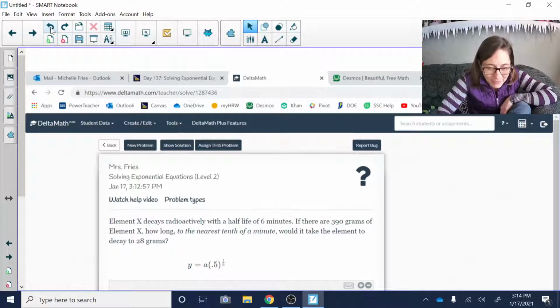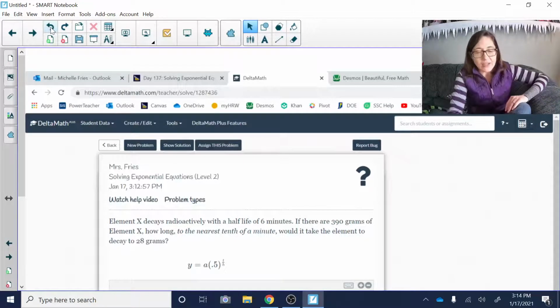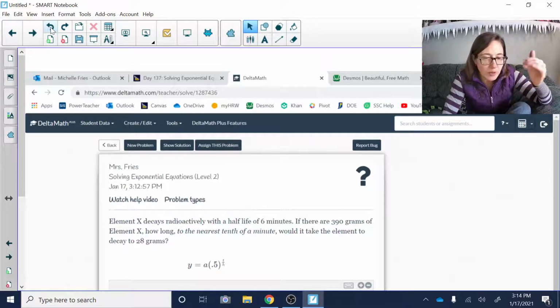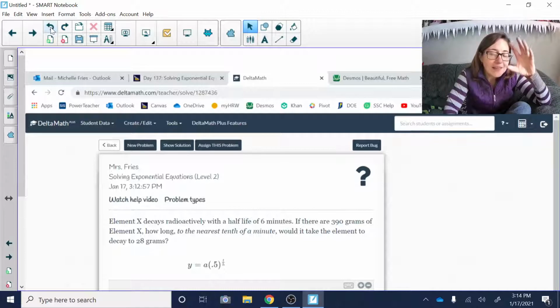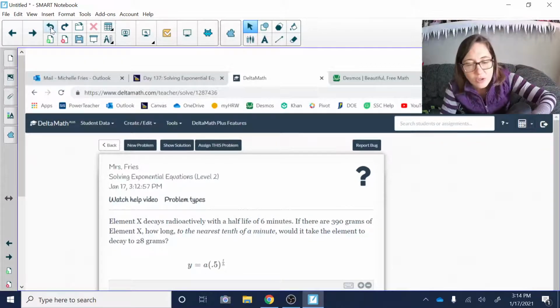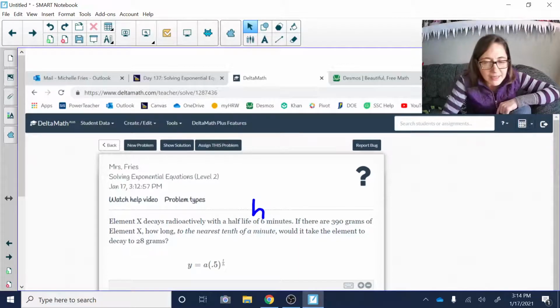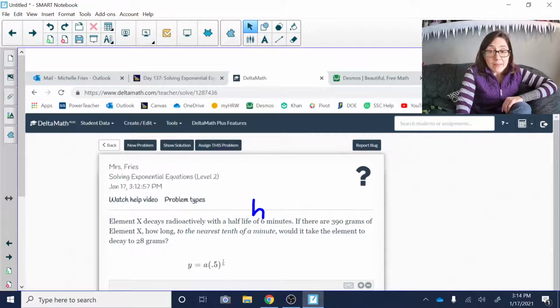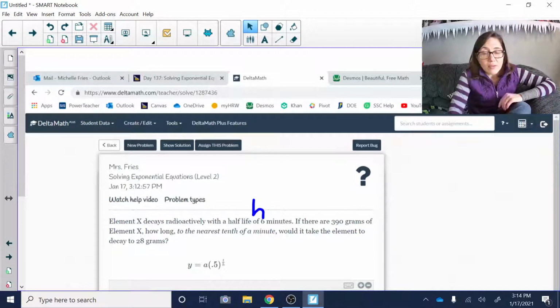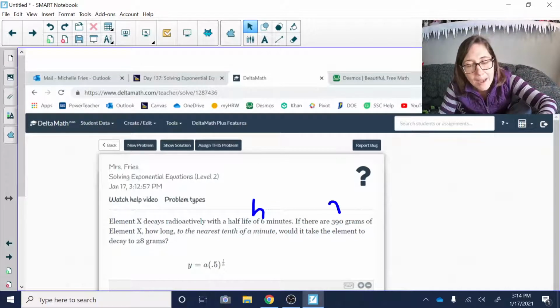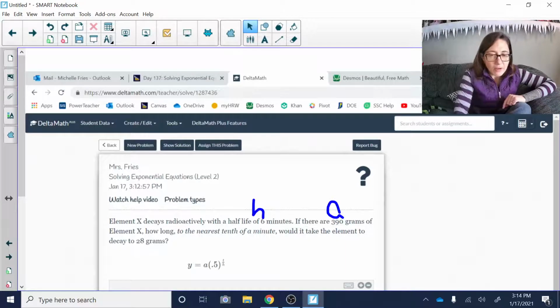We have a half-life of 6 minutes. So that's going to go where the H is. That's an H down there, because we're dividing the time into 6-minute chunks. So I'm going to label that H as my 6. There's 390 grams to start with, so that's going to be my initial amount, my A value.